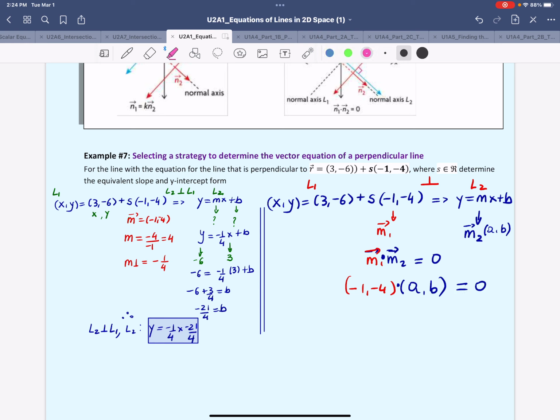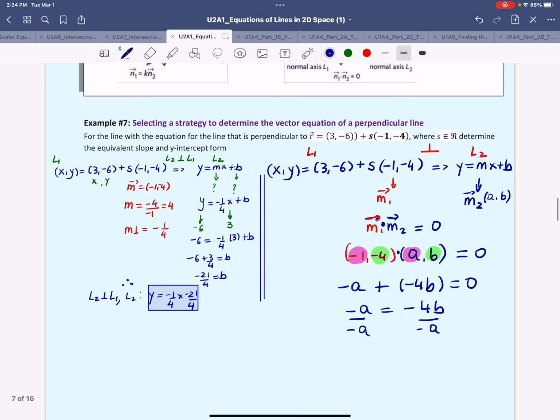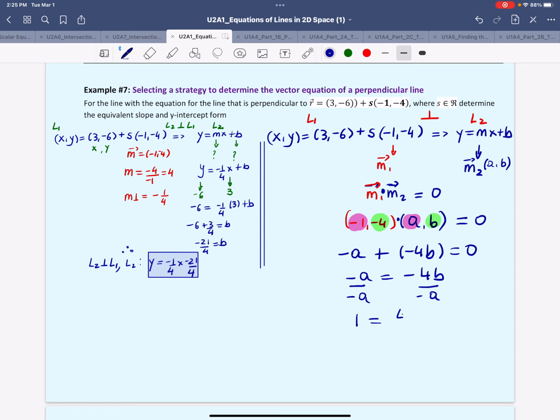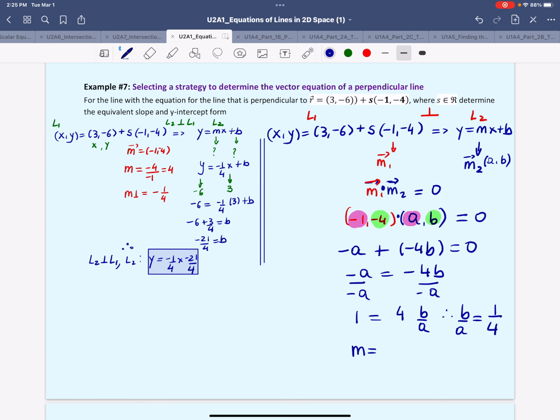So let's dot product these two vectors. So we'll dot product the x's and then the y's. So what we get in here is a times negative 1, negative a, plus b times negative 4, negative 4b equals 0. So negative a equals negative 4b, which will give the value of b over a, divide both sides by negative a, and we get 1 equals 4b over a, or b over a equals 1 over 4. So that means that the slope of this line would be b over a, or 1 over 4.